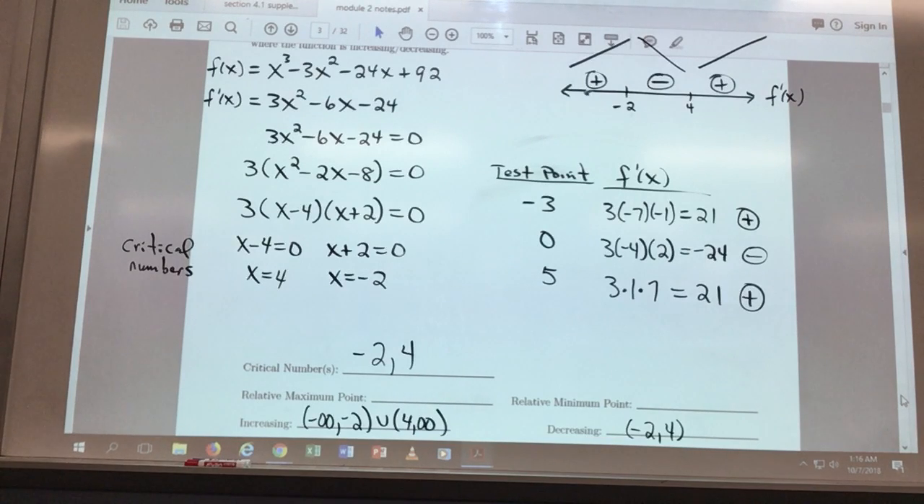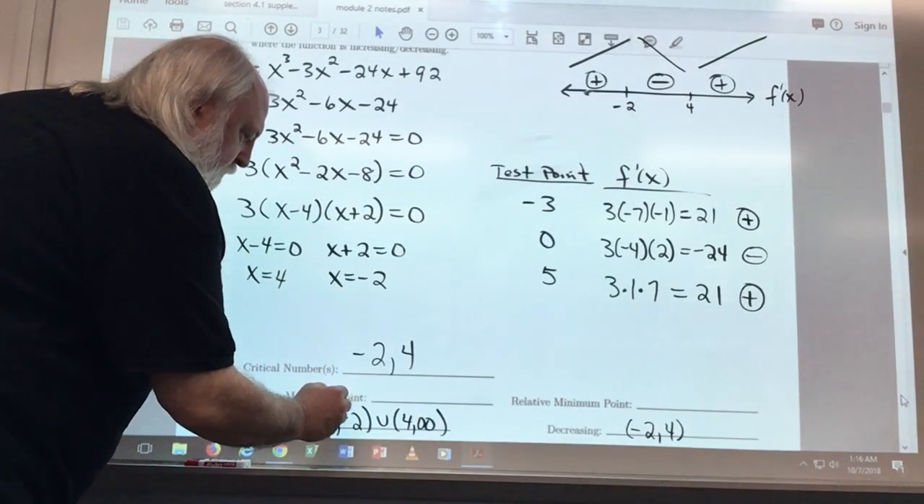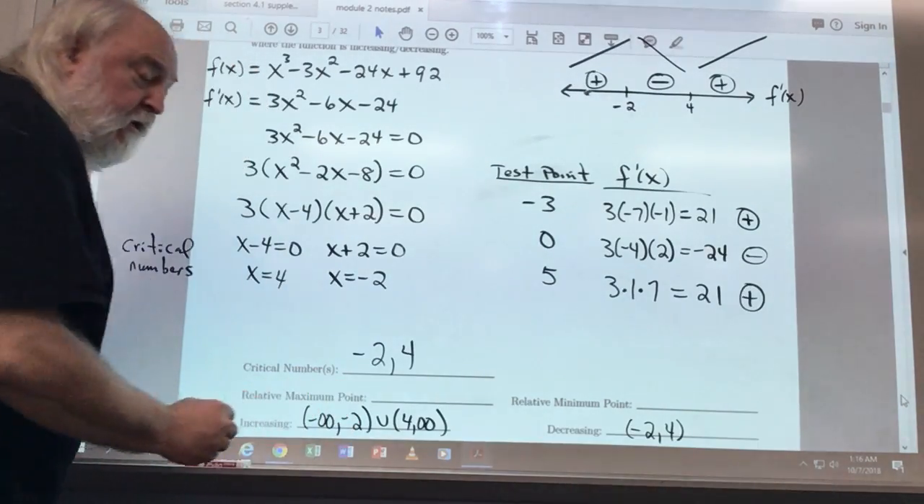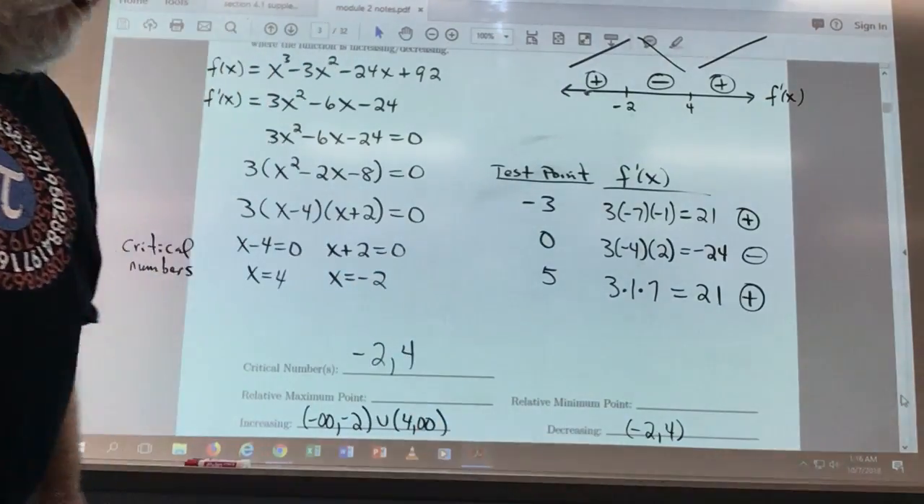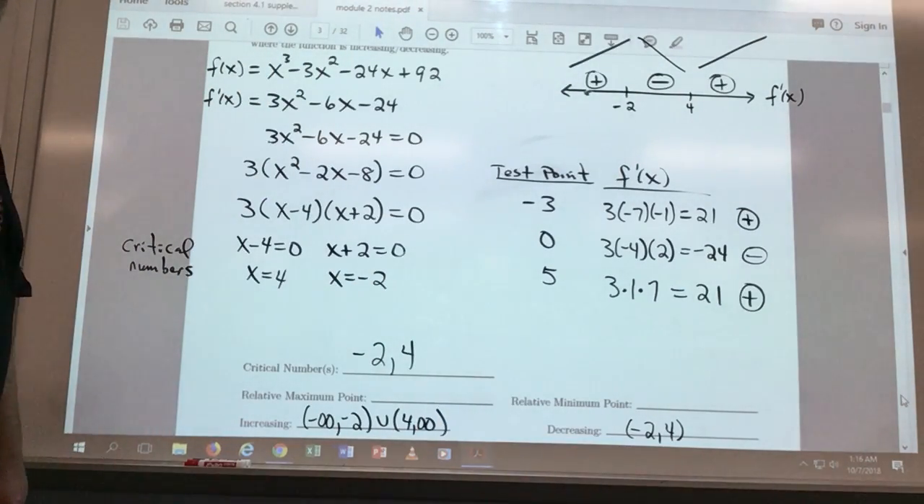Okay. And now you're asked to find the relative maximum point. Remember, it's asking for the maximum point. That's an ordered pair in the coordinate plane. It has an x coordinate and it has a y coordinate. Same thing over here with the minimum point, the relative minimum point. It has an x coordinate and a y coordinate.